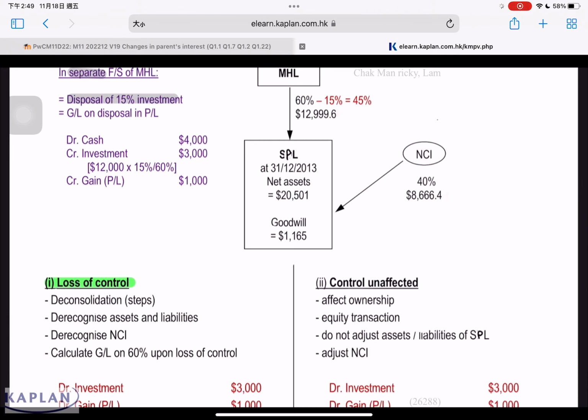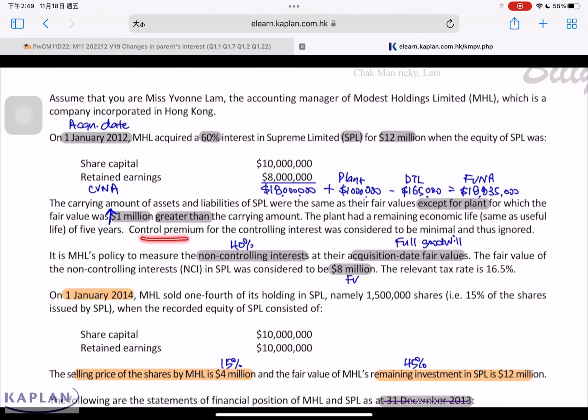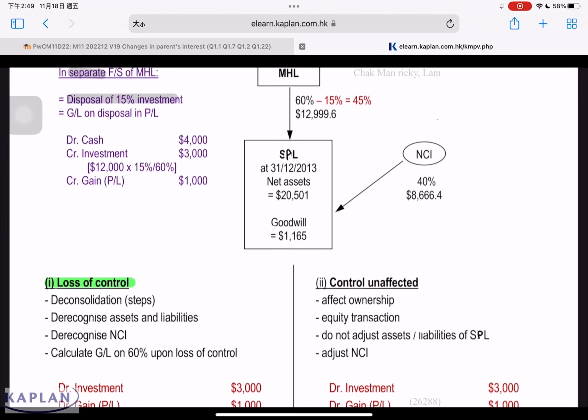Because the question indirectly is telling us the NCI share of the goodwill and the parent share of the goodwill is based on 60-40. The control premium for the control interest was considered to be minimum, thus ignore. This tells us that the parent did not pay a premium for the control. If the parent did not pay a premium for the control, the goodwill attributable to the parent and attributable to NCI is based on 60-40. Normally, we use this figure to do the calculations because the parent interest dropped.